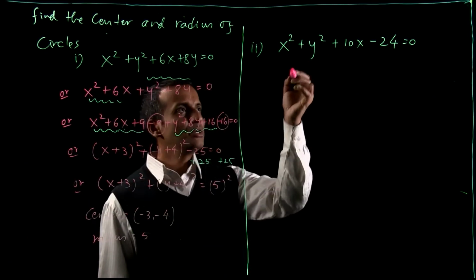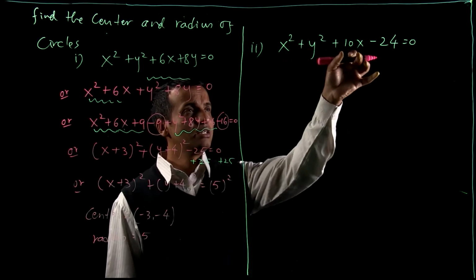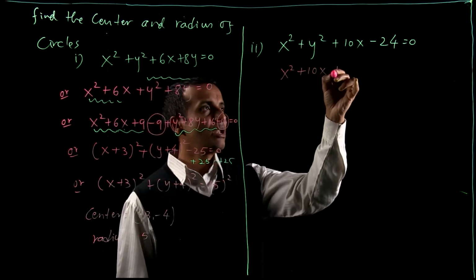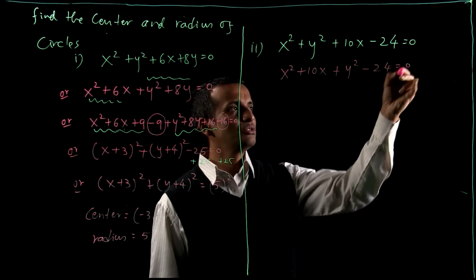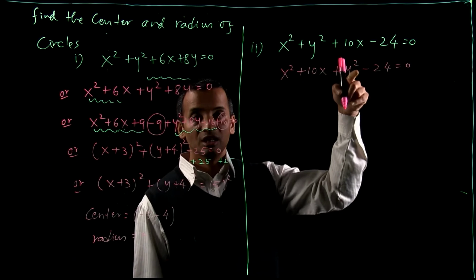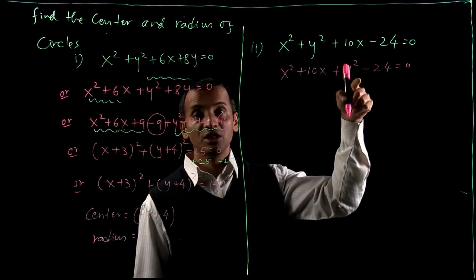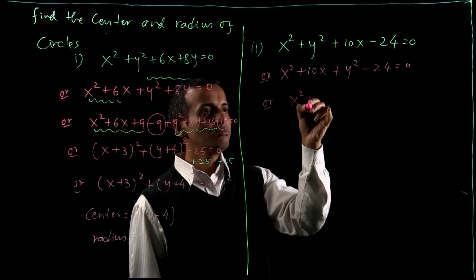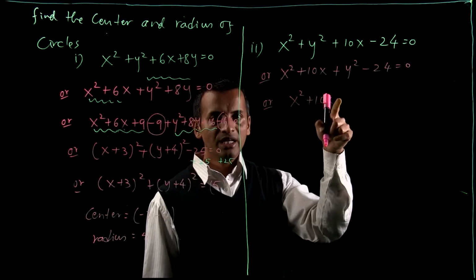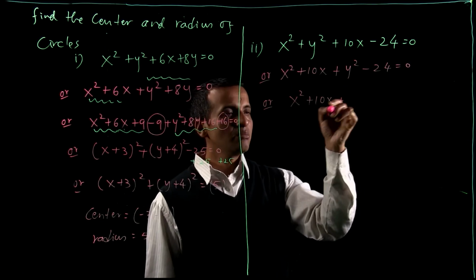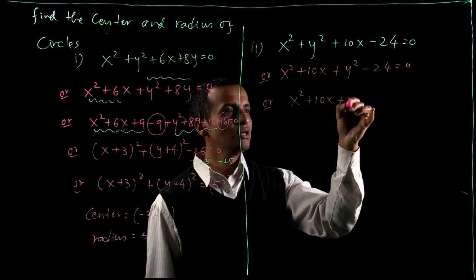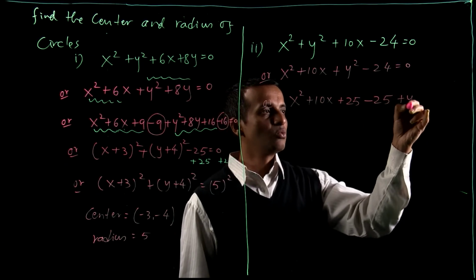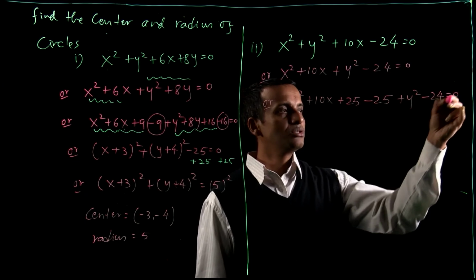Let me take the next circle. The first step is just to group the x terms. So you have x squared plus 10x, and then plus y squared minus 24 equals 0. Notice that there is no linear term of y, so you don't have to worry, just keep that y squared only, and then complete the square for x. So the next step would be x squared plus 10x, and to complete the square, we need plus the square of half of that. What is half of 10? That is 5. Square of 5 is 25. But this is the extra term you added, right? So you should subtract 25, and then plus y squared, and then minus 24 equals 0.